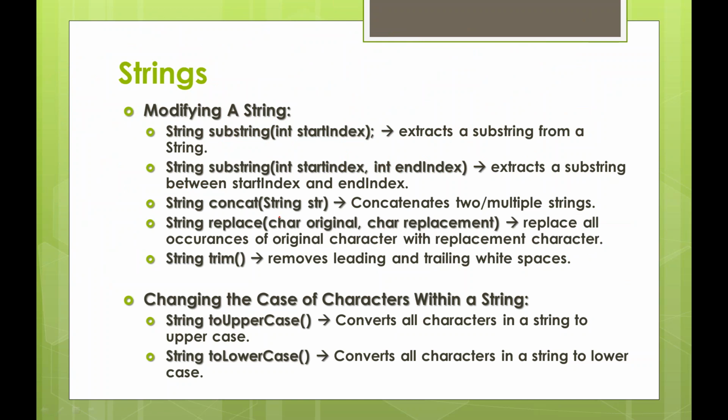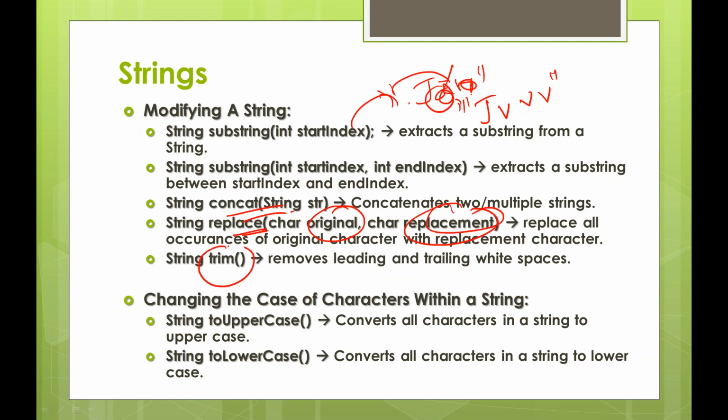Similarly, concatenation, we know it concatenates two strings. And replace, we can specify a particular character and search for that character. It searches a string for a particular character. Say for example, I want to replace A with B. It searches for a specified character and replaces it with the replacement character. Trim will remove leading and trailing white spaces.